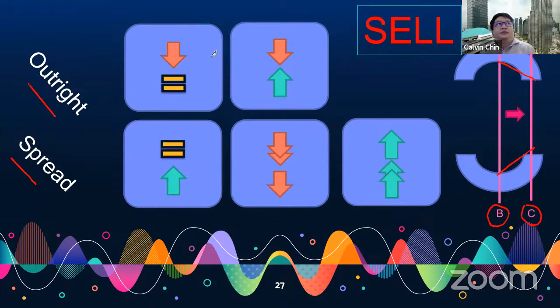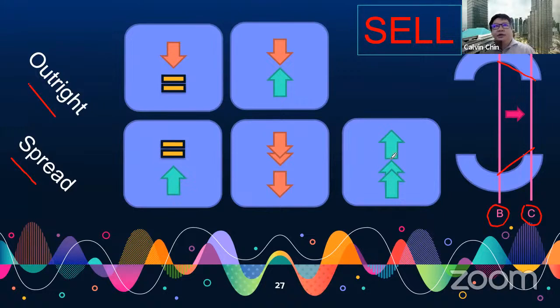Okay. So the first one is the first leg drops, but the second leg maintains. Then you will get a narrowing. The next example is the first leg drops, the second leg goes up. You also can get a narrowing. The third one is the first leg maintains, but the second leg goes up. You also will get a narrowing. Then the fourth one is the first leg drops more than the second leg. Obviously, you get a narrowing as well.